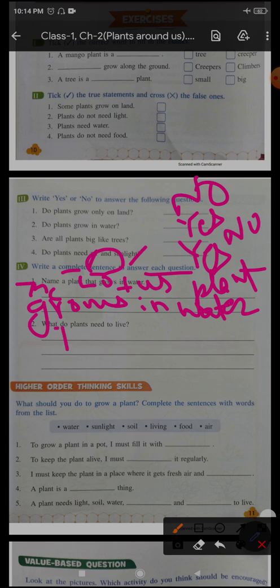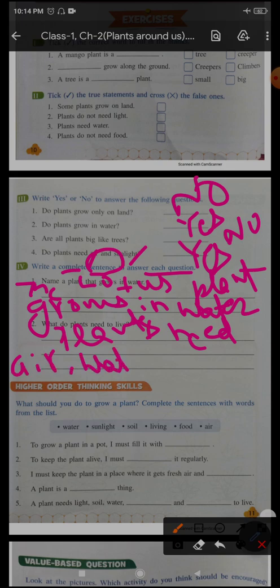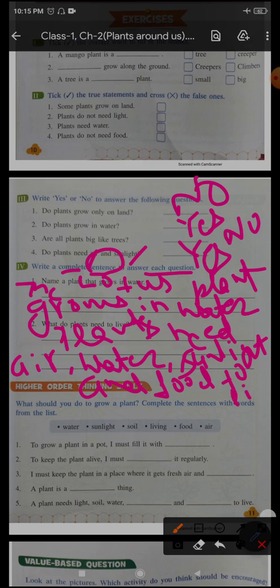Now the next question is: what do plants need to live? Plants need air, water, sunlight, and food to live. Good. This is the complete sentence. Now the next, higher order thinking skill.